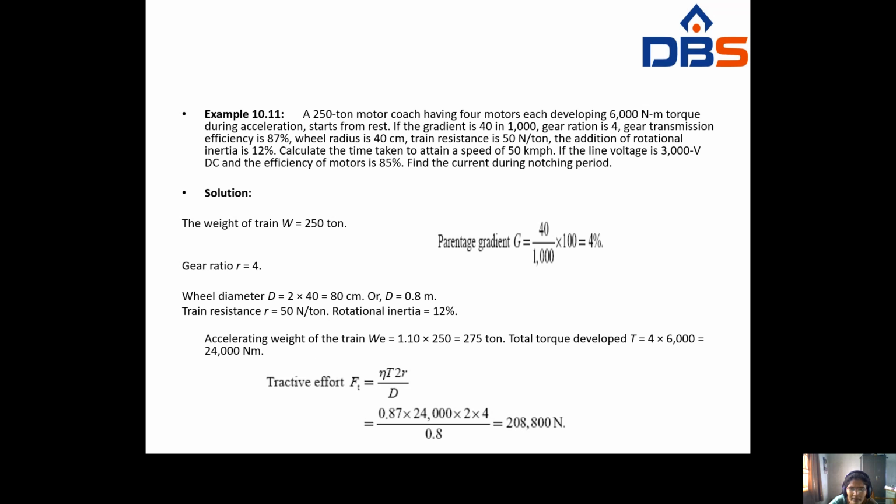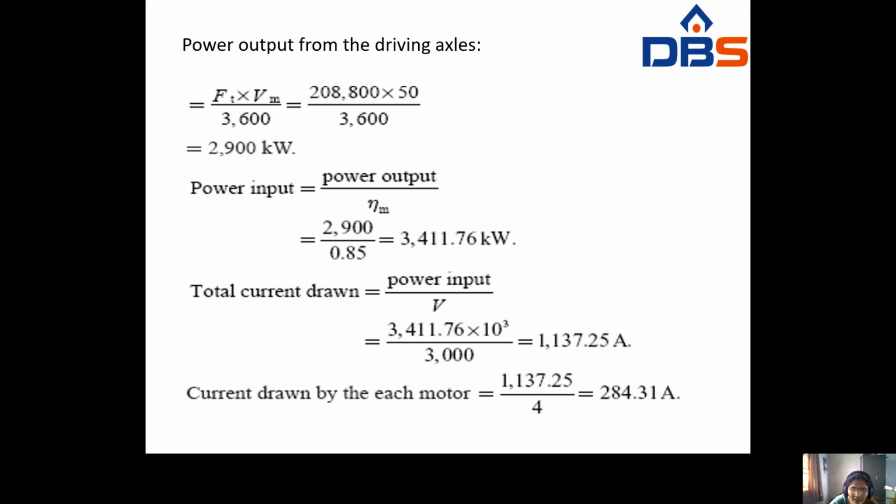Okay, so here, if the line voltage is 3000 volts and efficiency is 85%, find the current during the notching period. At that time the voltage value is given. That's why in the place of efficiency you have to write 0.85. Okay, so power input value 3411.76 into 10 cube divided by V. The line voltage is DC and it is given as 3000. At that time you can get the total current value of 1137.25 amperes. Okay, this is the current drawn by the 4 motors.